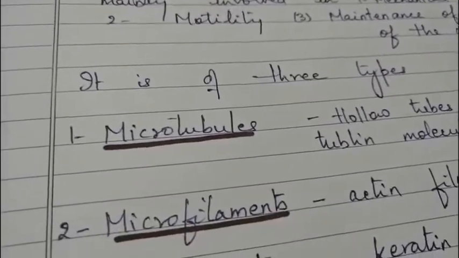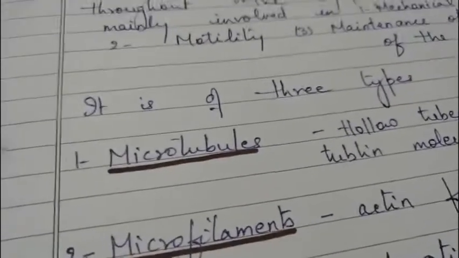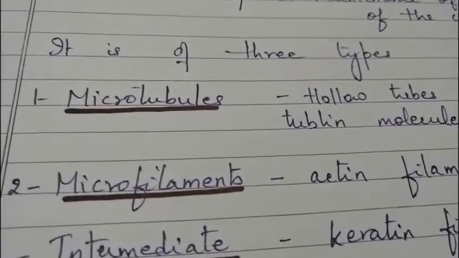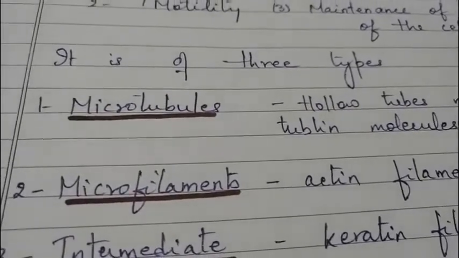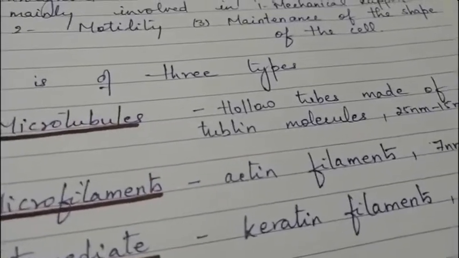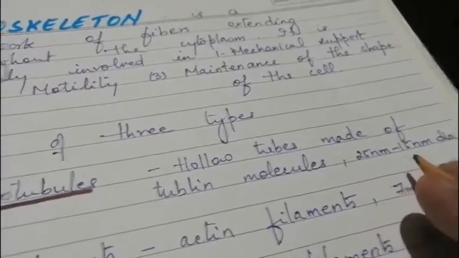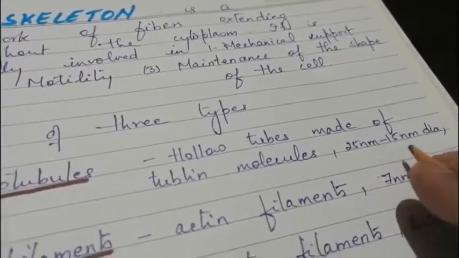Now there are three major types. Let's see them. Microtubules, although it's not given in your NCERT, but still I'm telling you because I feel that you should know it. Microtubules are hollow, tube-like structures made up of tubulin molecules, and their diameter is 25 nanometer. They are the thickest one.